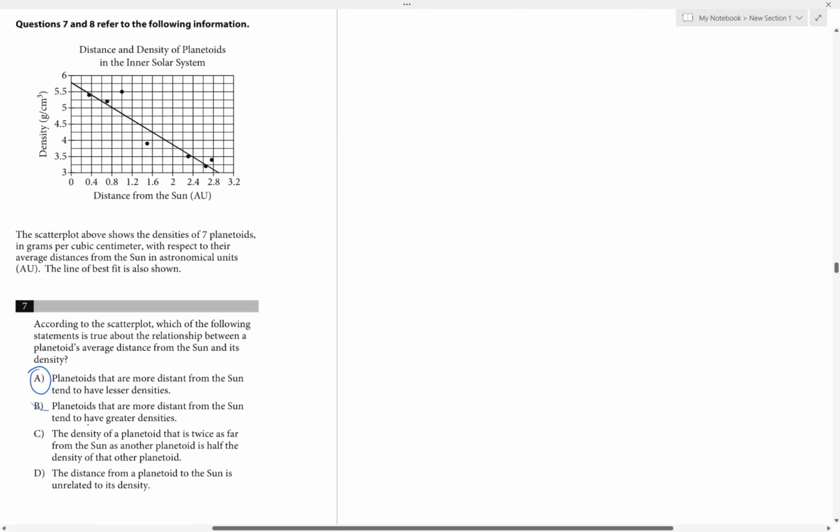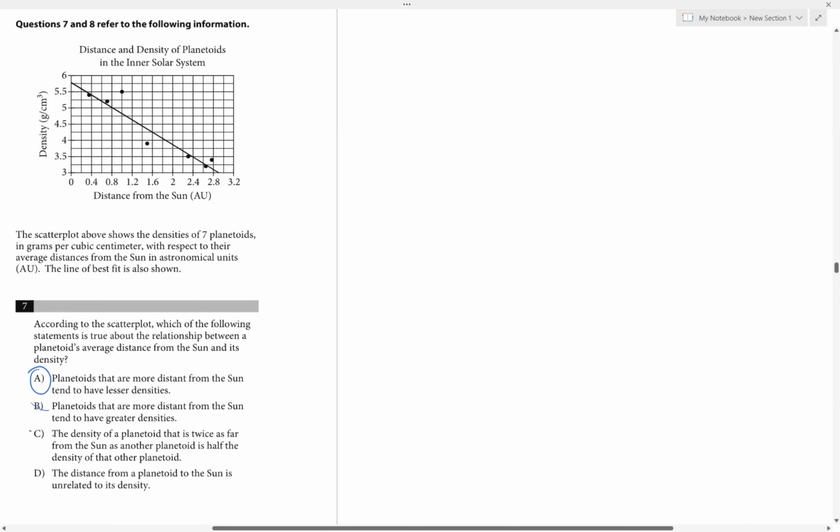C says the density of a planetoid that is twice as far from the sun as another planetoid is half of the density. Well, is it exactly half? Not necessarily, right? If you pick maybe 1.2 and 2.4 from here, that's twice the distance, but the density is not half. This one is about 4.6-ish. This one is about 3.5. So again, it's not half.